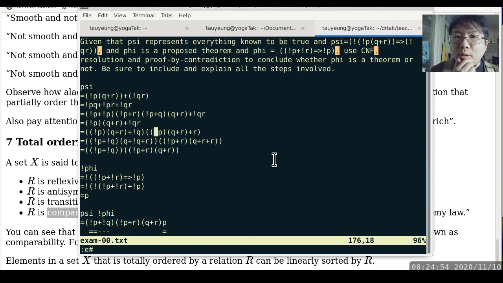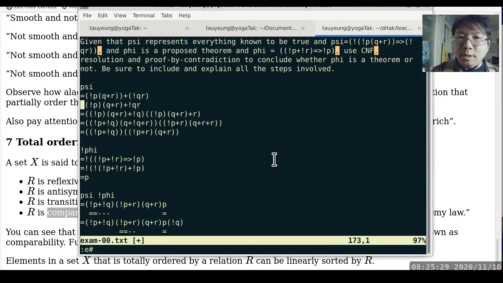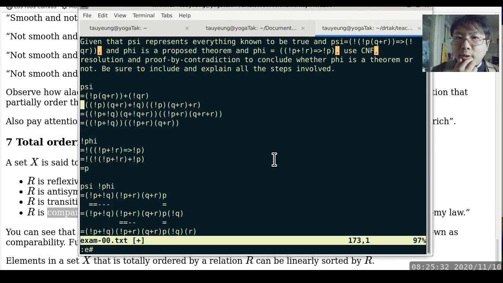So the not P or R is because of this not P being here. And this not P is here because there's a not P over here. And this not P is here because there's a not P because of the expansion. Okay, so this is the same as that. So let's just skip all the way over here.